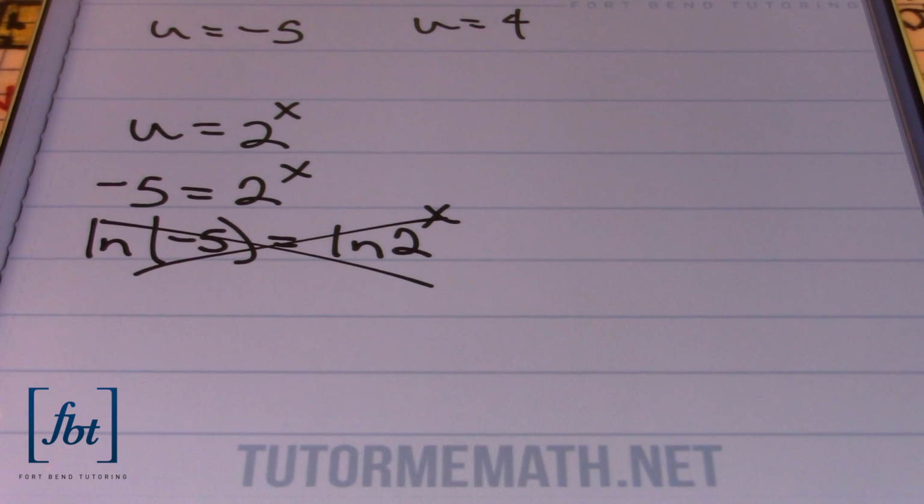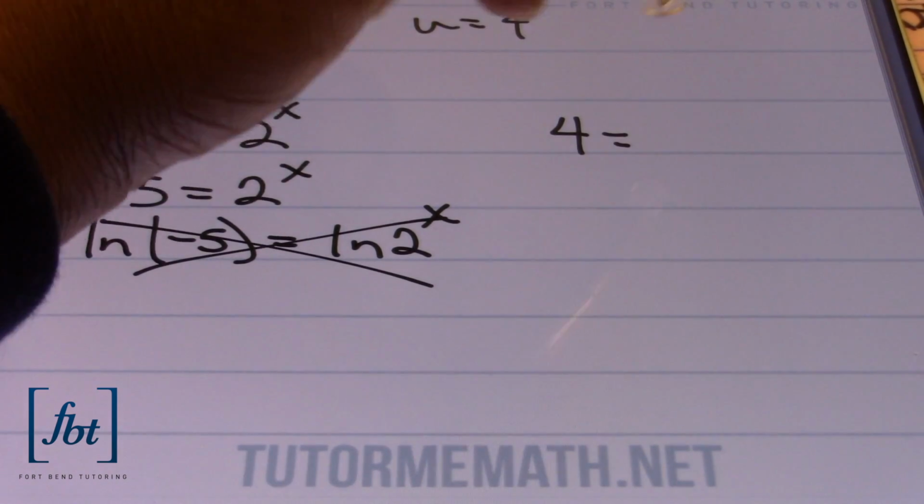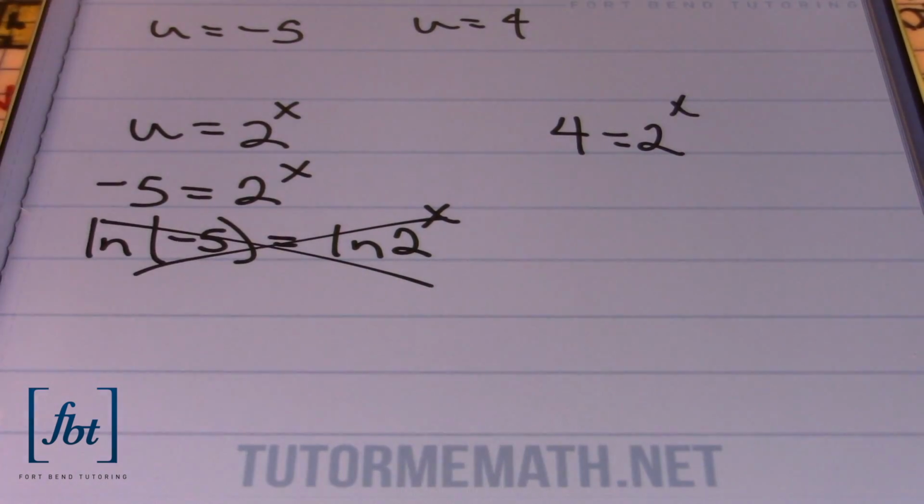So negative 5 is an extraneous solution. You can't use it. Let's go ahead and use this positive 4, because that positive 4 is where it's at. So let's do that with a wiffle ball bat. We'll have 4 equals 2 to the x.